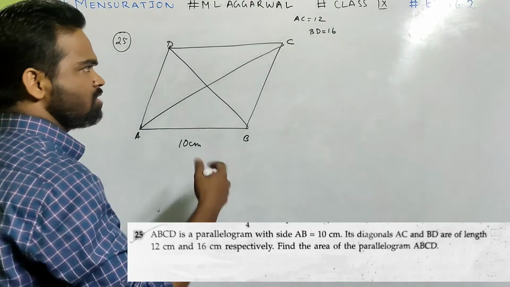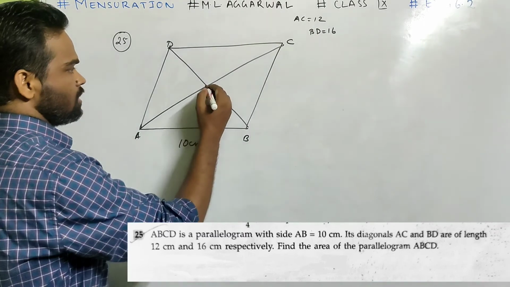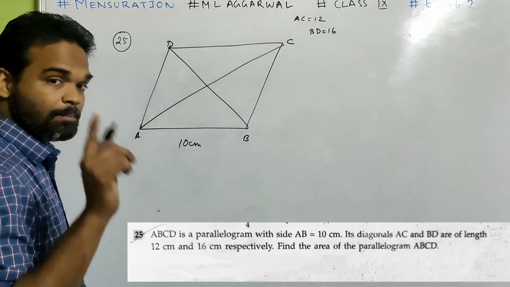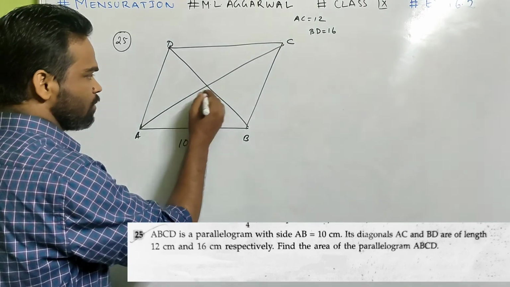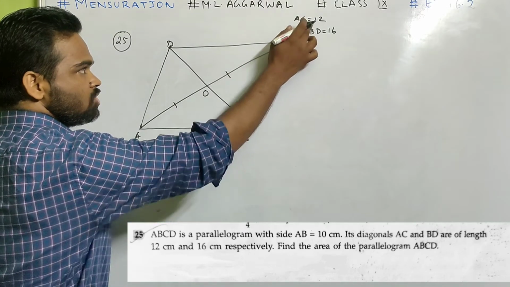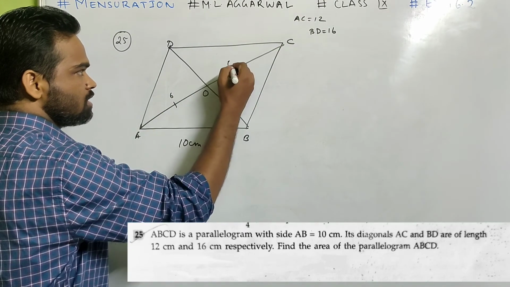Now look carefully. Just now we did a sum like this. Now the diagonals of a parallelogram bisect each other, which means if suppose this is O, then AO and OC will be the same. So if AC is 12, this is 6 centimeter.